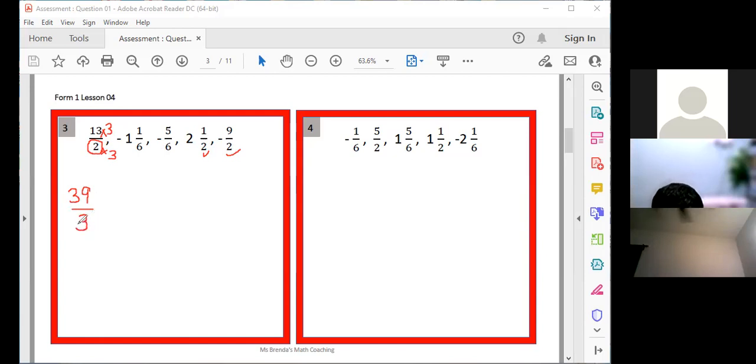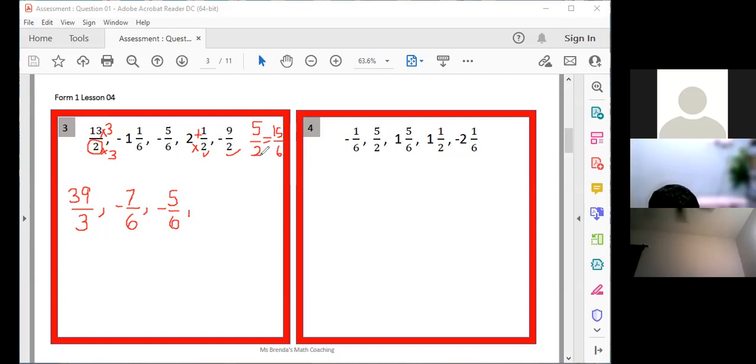39 over 6. Okay, and then keep this negative, but change this to an improper fraction. So 6 times 1, 6 plus 1, 7. So this is negative 7 over 6. Okay, and then this is negative 5 over 6. No need to do anything. All right, and then there is this positive number. Now, when I change this, I'm going to get 5 over 2.